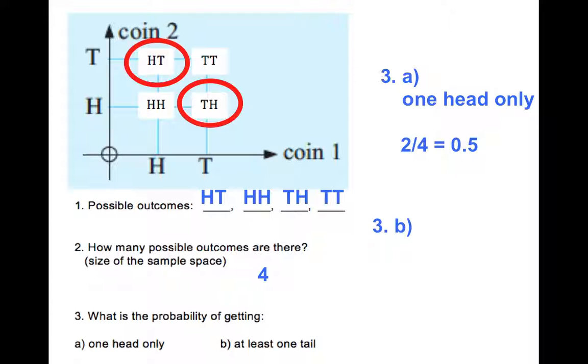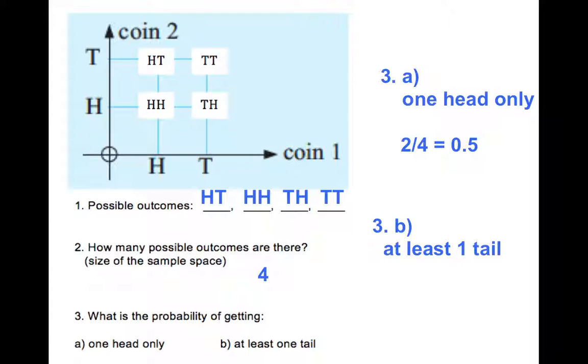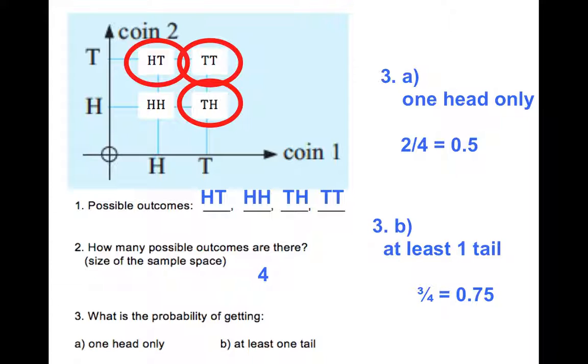3b says, what is the probability of getting at least 1 tail? So now you look at it again, and you're like, at least 1 tail. Well, I see 1 tail there. I see 1 tail there. But it says at least 1 tail. That means 2 tails is okay as well. So that's the third option right there. So 3 of the 4 meet this criteria, which is 0.75. Okay, again, pause if you need to really understand. And then let's look at the last example.